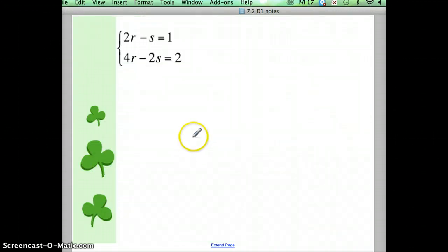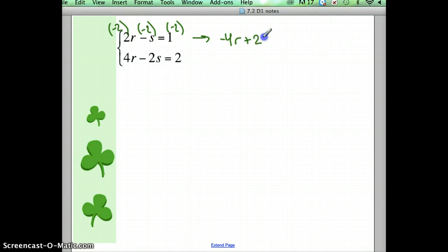All right, let's try this one. Pick either the R's or the S's and try to get one or the other to cancel. It doesn't matter which one. So I'm going to try to get the R's to cancel just for the heck of it. So I already have a positive 4. I can turn this into a negative 4 if I multiply the top equation by negative 2. So that means my top equation would be a negative 4R plus 2S equals negative 2. My bottom equation I'm just leaving alone, 4R minus 2S equals 2.